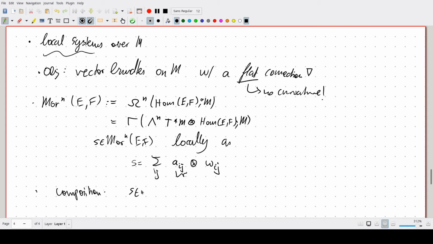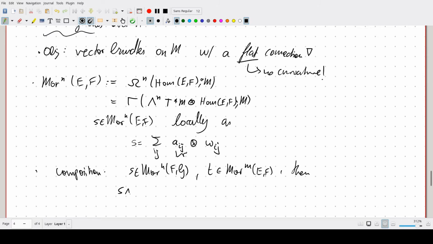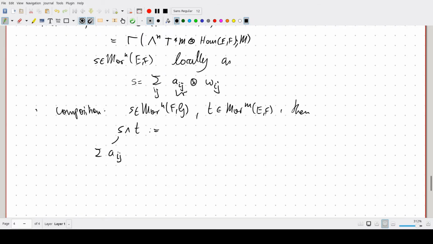If we have S in Mor^n(F,G) and t in Mor^m(E,F), then we define S wedge t to be, if we write S locally as aij tensor omega ij, and t as bkl tensored with eta kl, then we can locally write this as the sum over ij kl of aij bkl, meaning the composition of the linear maps, tensored with the wedge product of these differential forms.